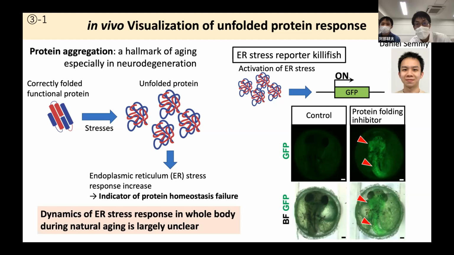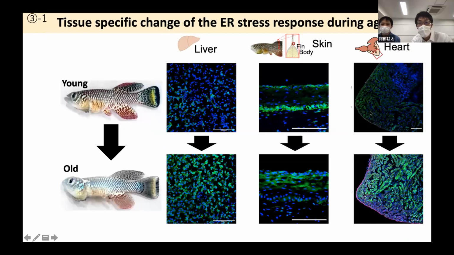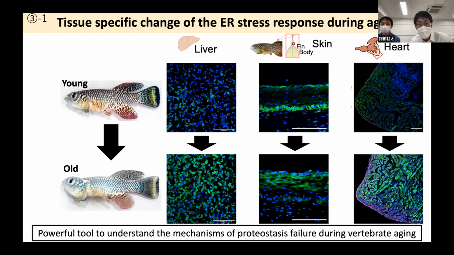And using this transgenic fish, now we observe tissue-specific dynamic change of the ER stress response during aging, like this. So the top is the young tissue and the bottom is the old tissue. And as you see, now we observe the overall activation of the ER stress response in each tissue. And now we are further examining the tissue-specific and cell type-specific dynamic change of ER stress response, and also the mechanisms underlying this change. So this kind of ER stress reporter fish can be a very powerful tool to understand the mechanisms of proteostasis failure during vertebrate aging.